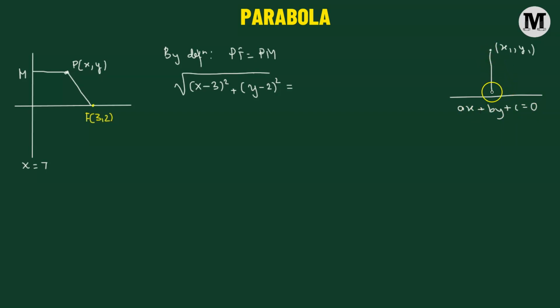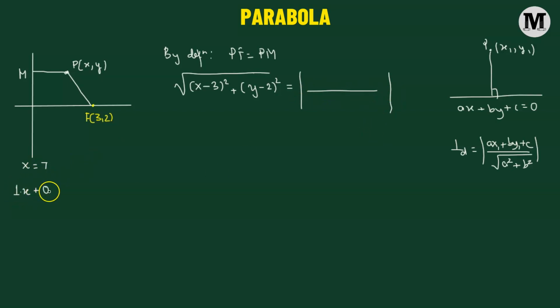Now if we draw a perpendicular from the point P on the straight line, then the perpendicular distance is going to be given by the absolute value of ax1 plus by1 plus c divided by the square root of a squared plus b squared. Which means in our case we have to rewrite the equation of the directrix line in the general form. So we can rewrite it as 1 times x, there are no terms containing y, so we can write 0 times y minus 7 equals 0. So that means we have 1 times x plus 0 times y minus 7 divided by the square root of 1 squared plus 0 squared.